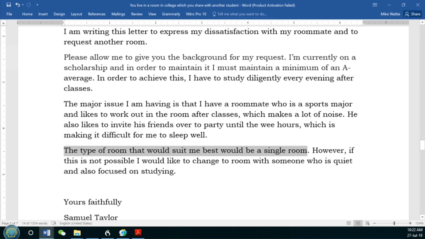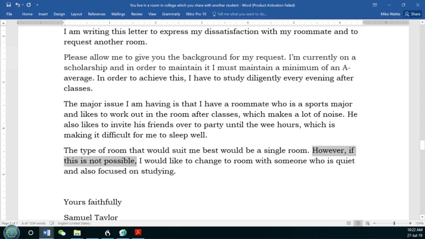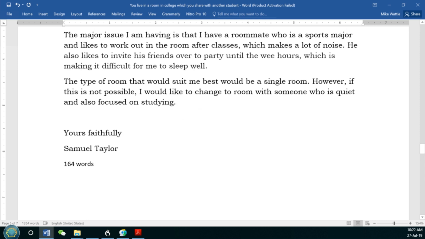So from some perspective, we could argue that, okay, we can finish the letter now, or we can finish this paragraph. We've answered the question, yes, okay, but it's not wonderful. It's not wonderful to only have one sentence to respond to a bullet point. Write a whole paragraph. One sentence paragraphs are not great. Let's have another sentence to have a fuller response to this bullet point. However, if this is not possible, I would like to change to a room with someone who is quiet and also focused on studying. Alright, so now we've finished that paragraph.